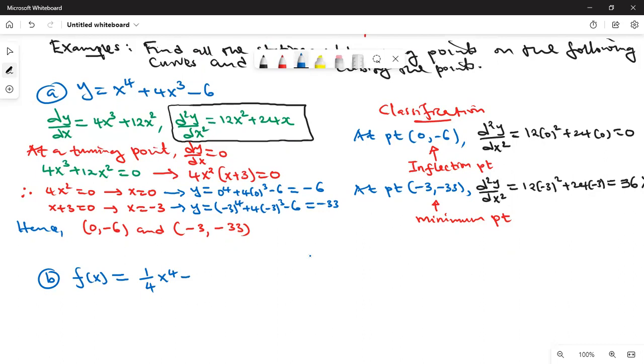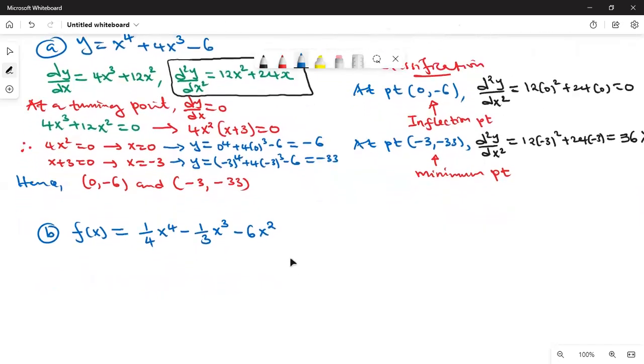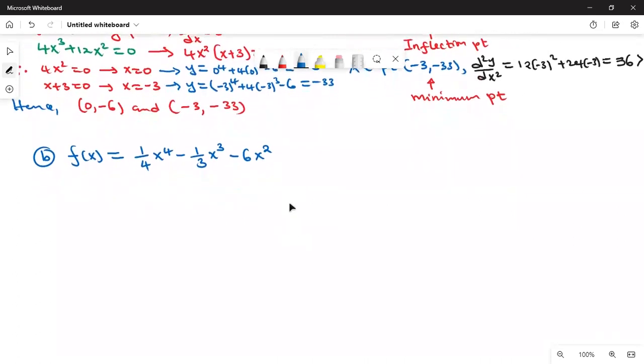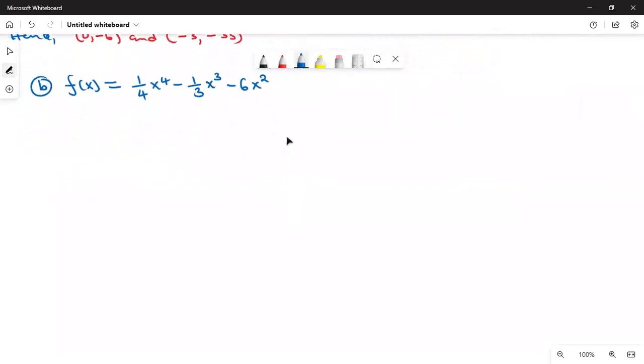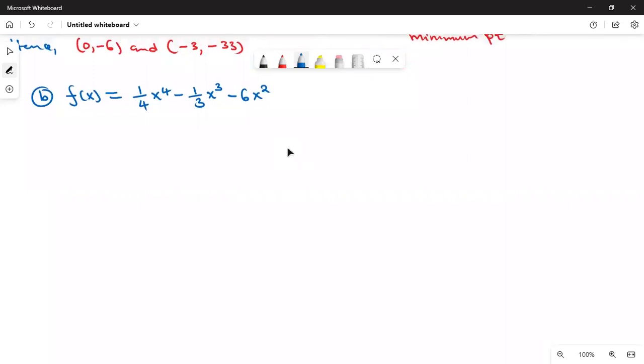minus 1 over 3 x cubed minus 6x squared. We need to find the stationary points and also classify those points. Solution: in this case, let me take it up so that I have enough space to write the solution.